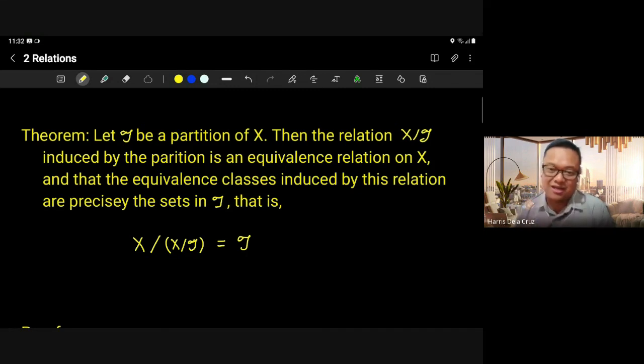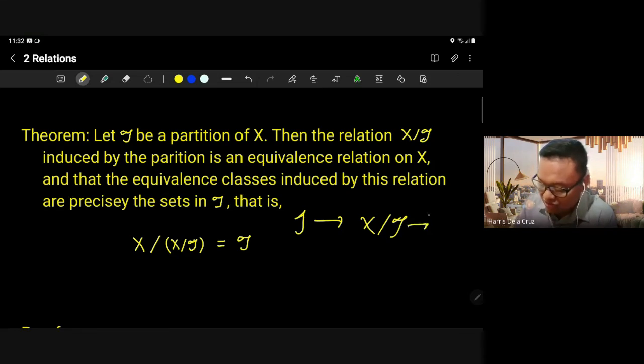nung induced relation. So, meron kang partition, mag-i-induce siya ng relation. Okay? I-induce niya yung relation. Yung relation na to, mag-i-induce ng partition.